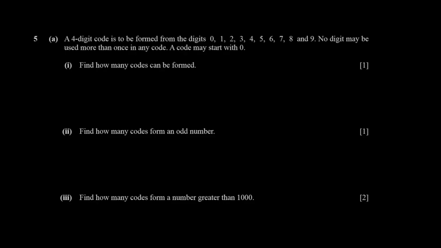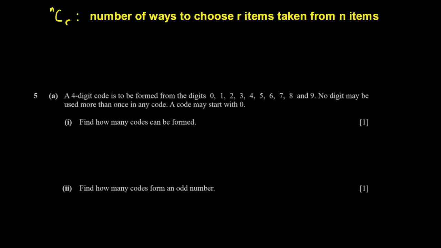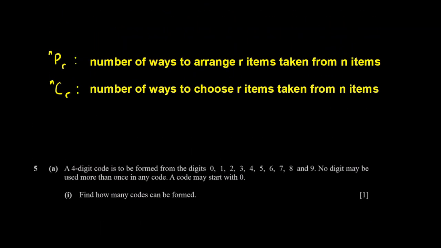Okay, then question 5, which is a classic permutations and combinations style question. We have a 4-digit code is to be formed from the digits 0, 1, 2, 3, 4, 5, 6, 7, 8, and 9. No digit may be used more than once in any code, and a code may start with a 0. We want to find out how many codes can be formed. Okay, now before we do this question, usually what I want to do is make sure we understand what we're using.